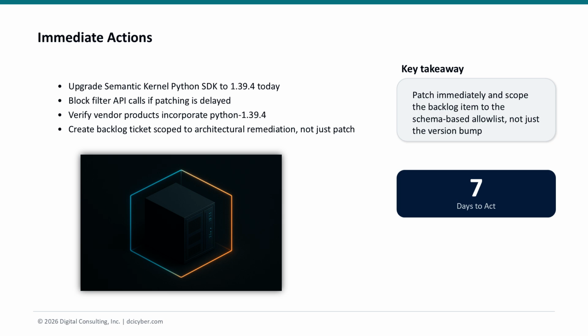One more thing most teams get wrong here. Add CVE-2026-26030 to your vulnerability management backlog, but scope it to the architectural remediation, implementing the schema-based allow list, not just the patch. The patch applies a block list. A block list can be bypassed if an attacker discovers names not on the list. An allow list rejects anything not explicitly permitted. But the full architectural correction is the isolated evaluator, which we covered in the root cause section.